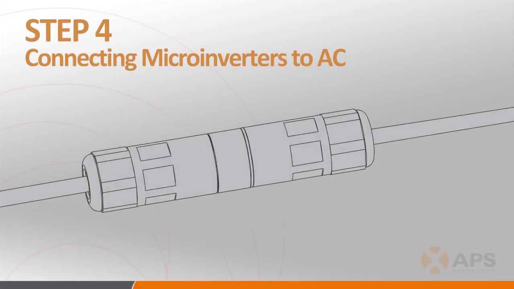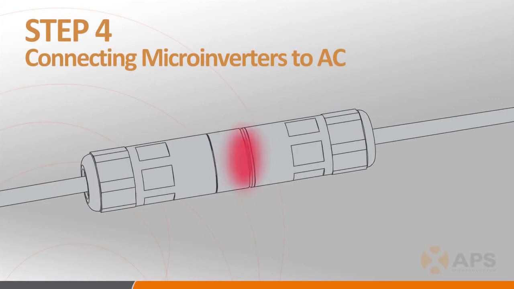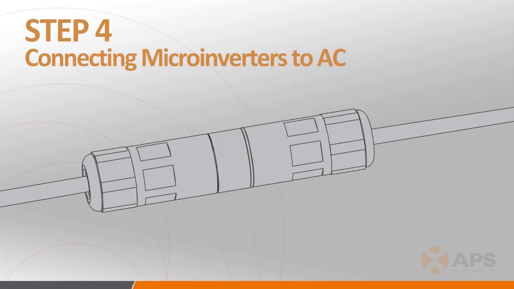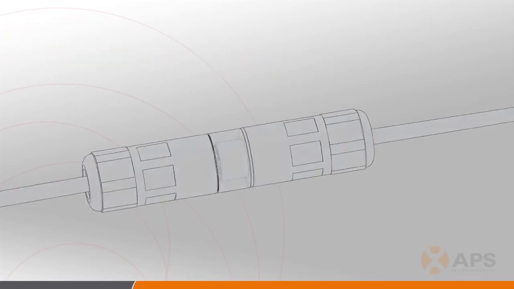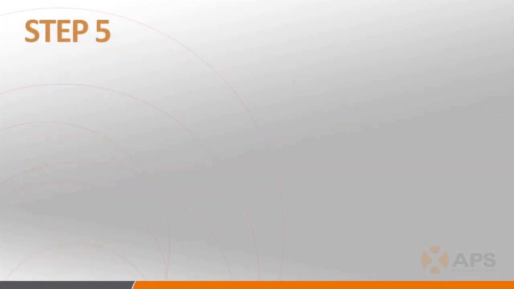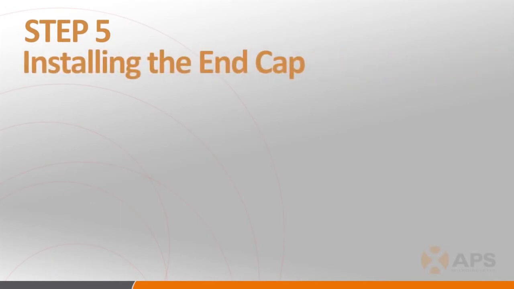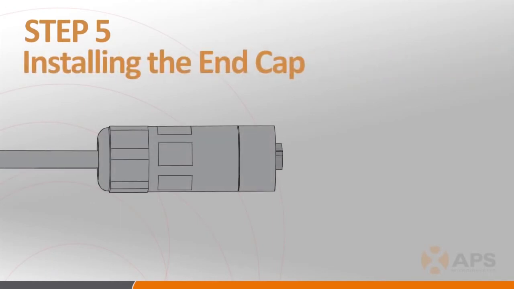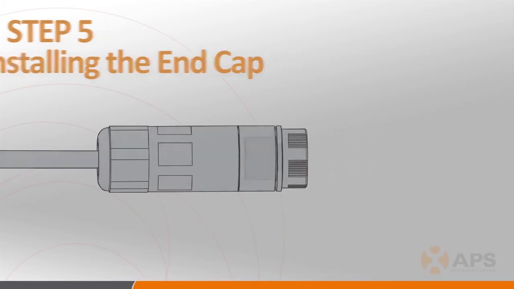Also, a word of caution when making these connections: do not string the AC cabling so tight that it is placing a stress on the connection points. Once the AC connections have been made, you're ready to move on to step 5, installing the protective end cap onto the open AC connector on the last inverter in each branch circuit.